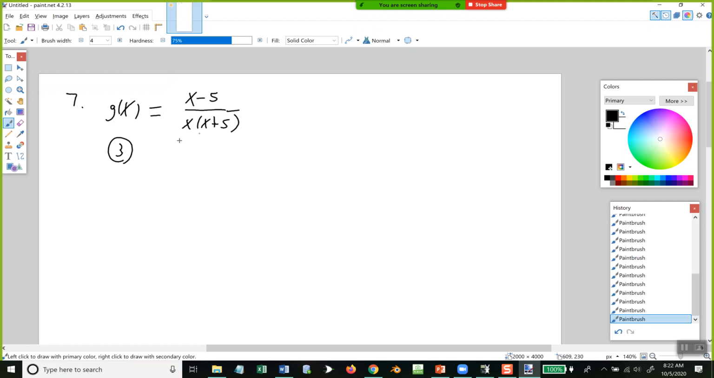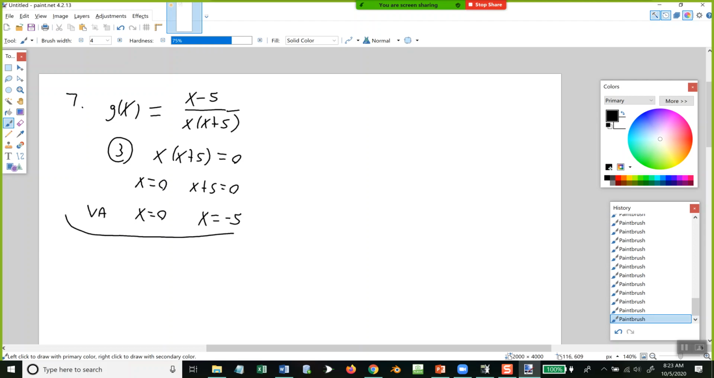Step 3, set your denominator equal to 0. So x times x plus 5 equals 0, and solve it. So you get x equals 0, x plus 5 equals 0. So we've got 0 and negative 5. Those are my vertical asymptotes.